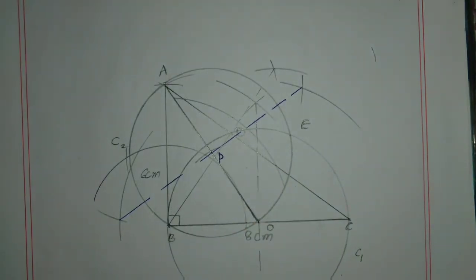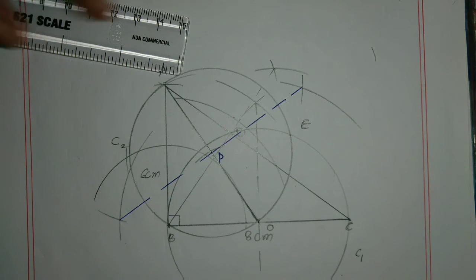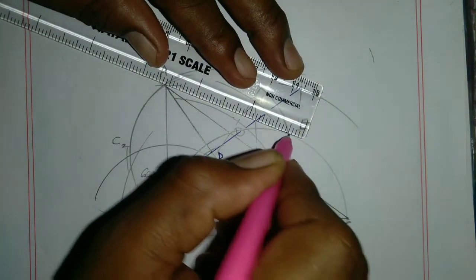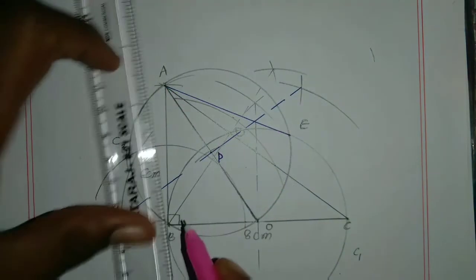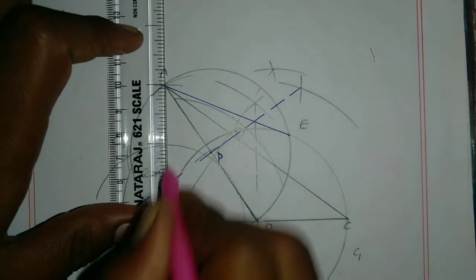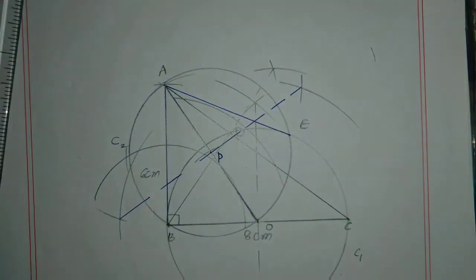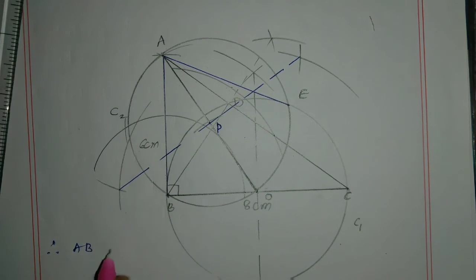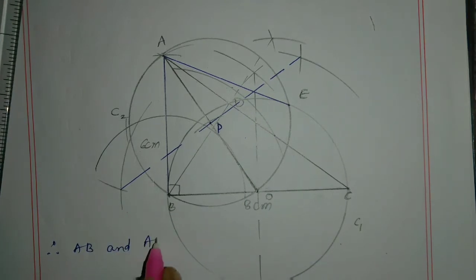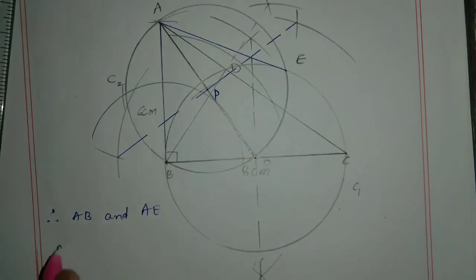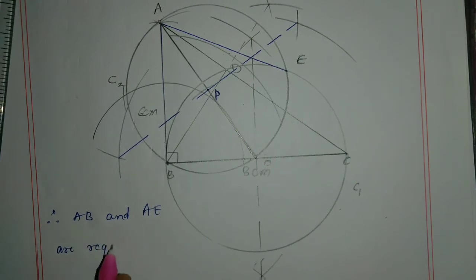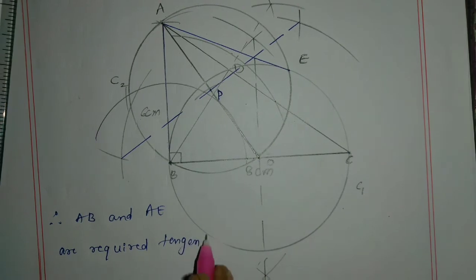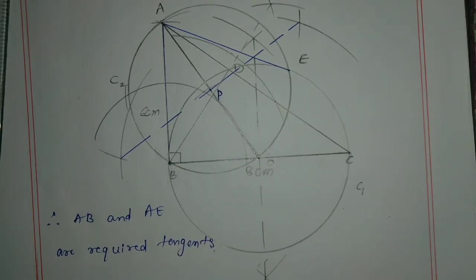So next you can join here AE and AB. These are the required tangents, so I will join here AE and also AB, right. So therefore AB and AE are required tangents, you can write. So next I will go to steps of construction.